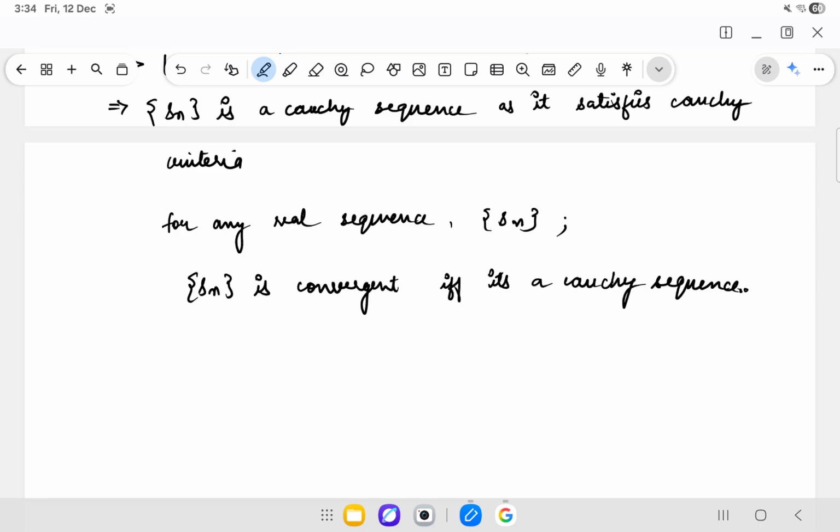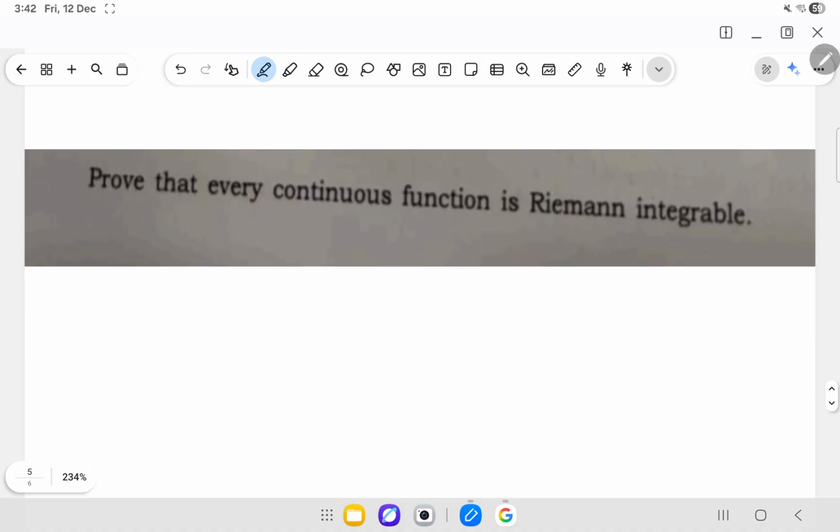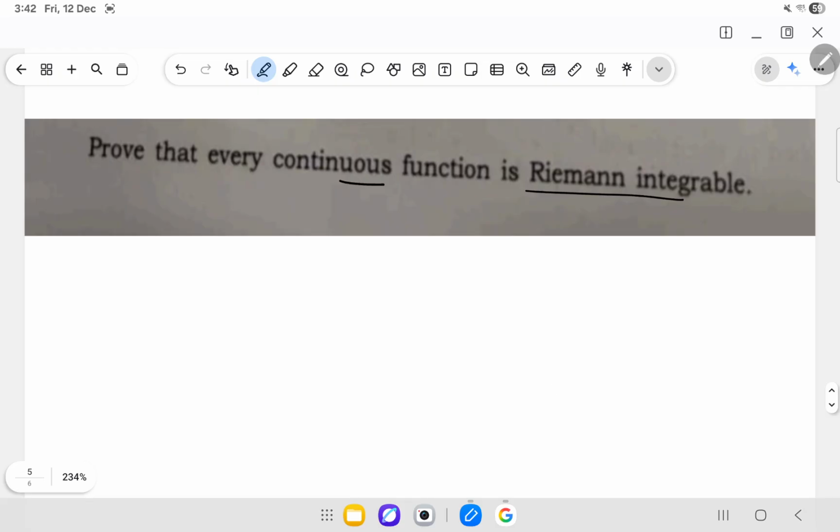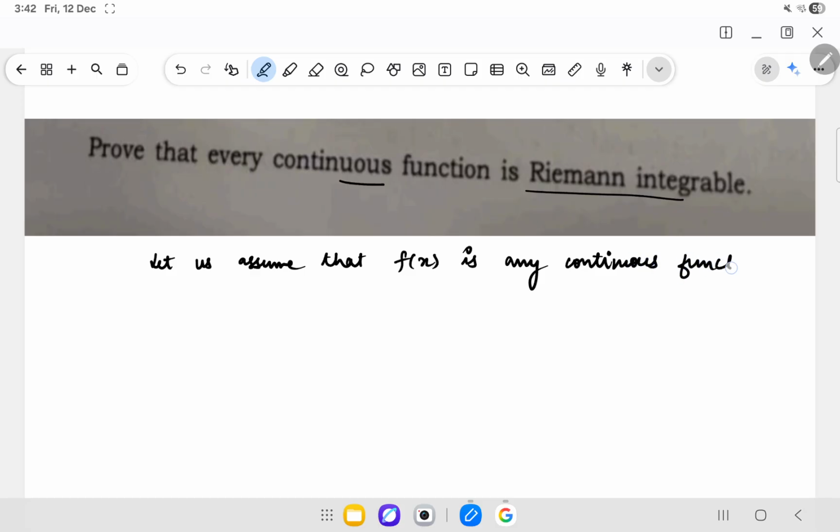Now let's move on to discuss the next question. The next question is, prove that every continuous function is Riemann integrable. So we are supposed to show that every continuous function is Riemann integrable. For that, let us assume that f(x) is any continuous function on the closed interval [a, b].